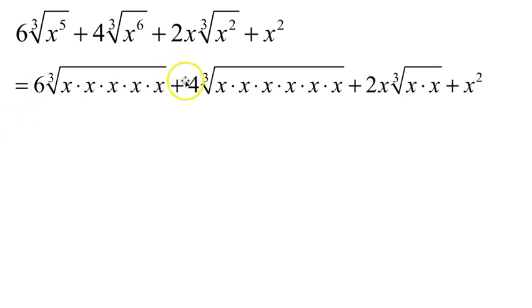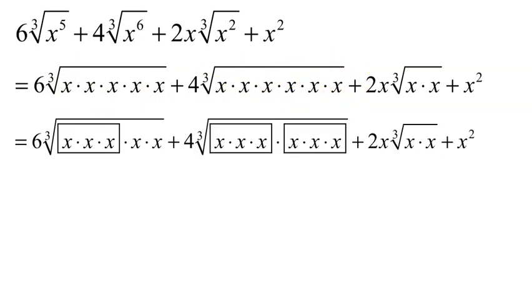Now this is a cube root, this is a cube root, this is a cube root, so I look for triples. I circle a triple here, one of those will come out. I do not have a second triple. Here I'm going to circle a triple and another triple, both of them are going to come out. So what I'm going to have in the first piece is 6x cube root of x squared. What I'm going to have in the second piece is x, 4x squared, and the cube root goes away, nothing is left.